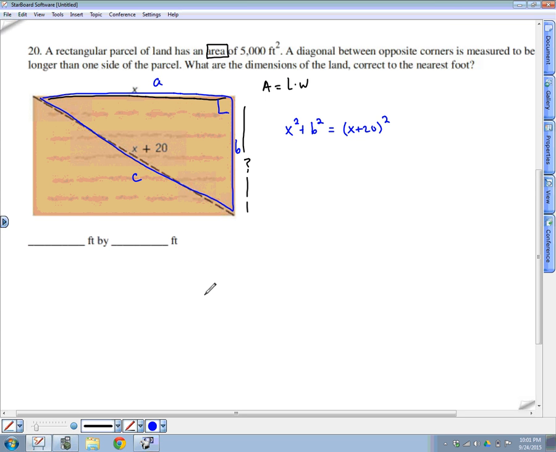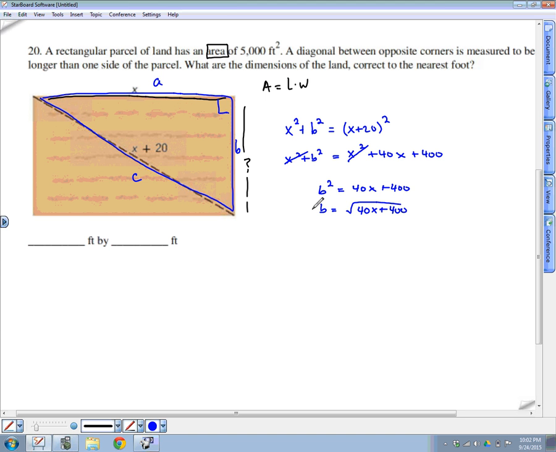Okay, so we're not at this point solving for x, we're actually solving for b. I want to figure out what b equals in terms of x. So I'm actually going to multiply this all out here. X squared plus 40x plus 400. If you move the x squared over to the right side, the x squared is going to cancel. So we have b squared equals 40x plus 400. If you square root both sides, you get b is equal to the square root of 40x plus 400.